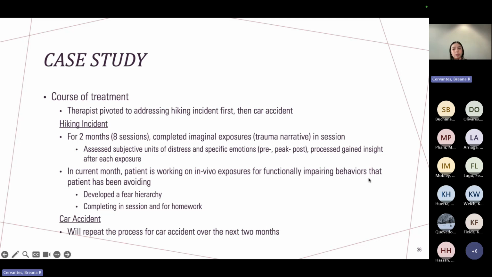She didn't want to do that, so we separated it. And now we're doing an in vivo exposure just to ensure that we've actually extinguished the fear. We developed a hierarchy with all those things I mentioned: washing your hair, washing your whatever, brushing your teeth, drinking water, and none of it is distressing. She does it every day now, without any problem, without any fear.